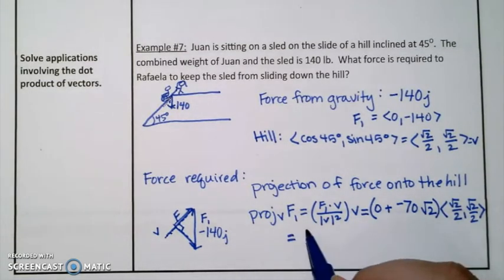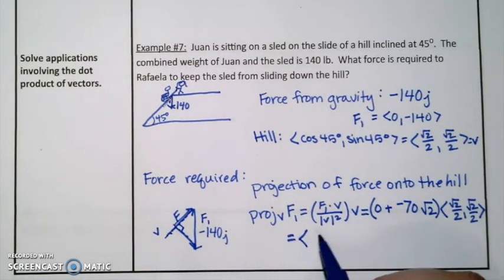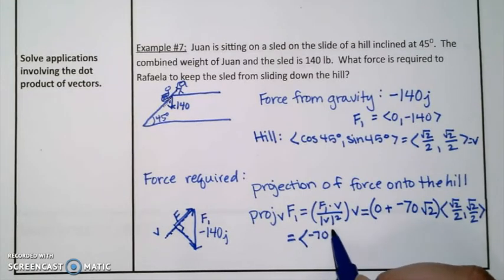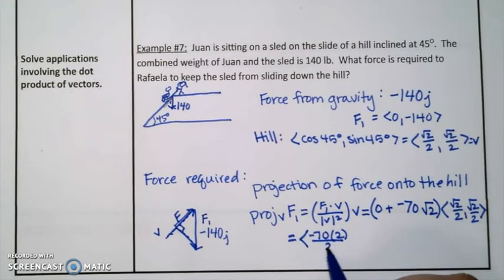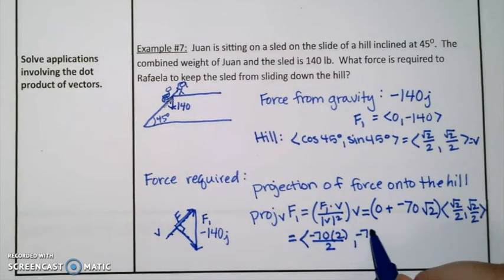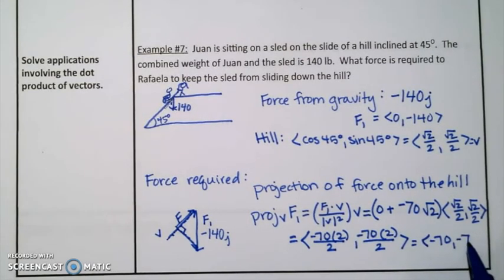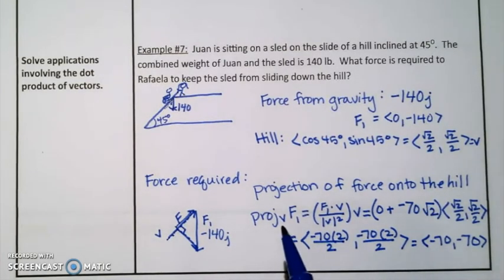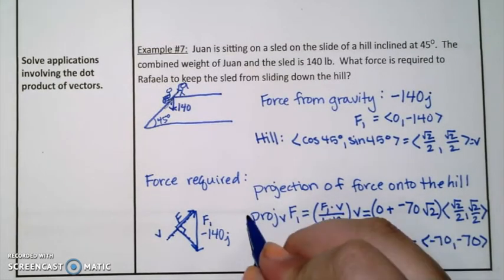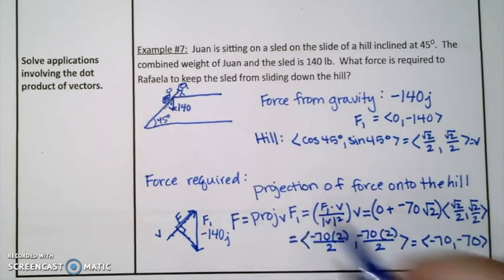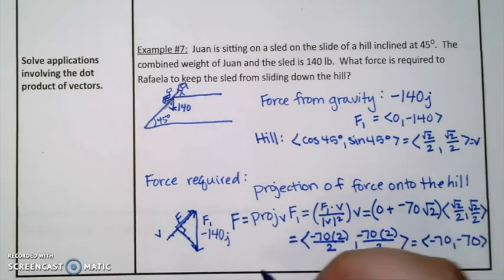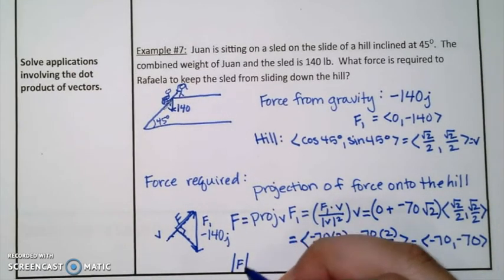So we have negative 70 times 2 divided by 2, comma, negative 70 times 2 divided by 2, which gives us a reduced vector of -70, -70. But remember, the force is the magnitude of the projection. So if we're calling this F from our diagram, then we need the magnitude of F.